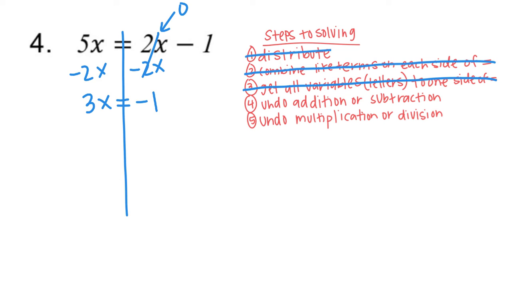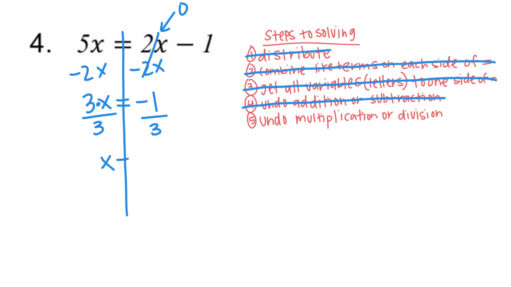Step 4 says undo anything by adding or subtracting. So I see a 3 times x since they're smashed together. So I don't have anything I could add or subtract. But since it was multiplying, I'm going to do my last step, which says undo multiplication or division. So I'm going to do the opposite and divide both sides by 3.